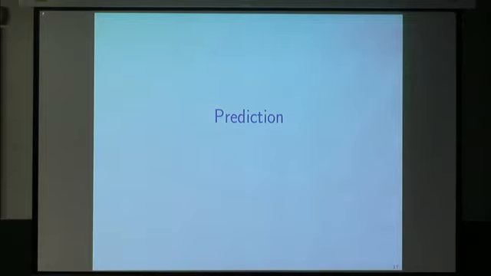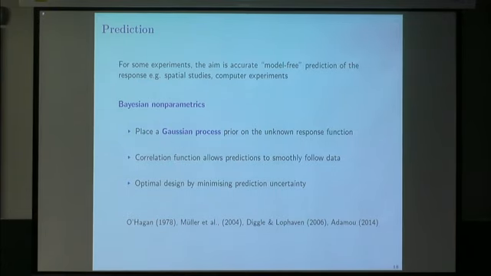So in the rest of my presentation, I will apply the decision-theoretic approach to the problems of prediction and estimation. Usually in spatial statistics and computer experiments, the response is very complex, and for this reason we want model-free predictions. By this we mean that we don't make strong assumptions about the underlying model, and for this reason we assign a Gaussian process prior on the unknown response function, and the correlation function allows the prediction to smoothly follow the data. So an optimal design can be obtained by minimizing the prediction uncertainty.